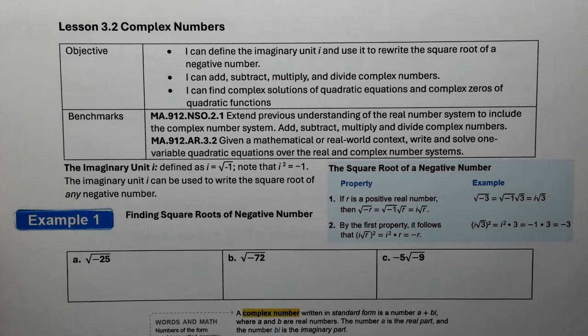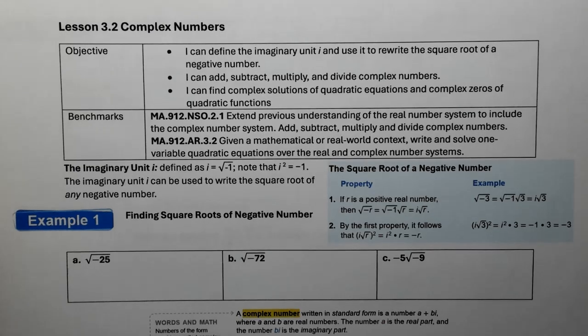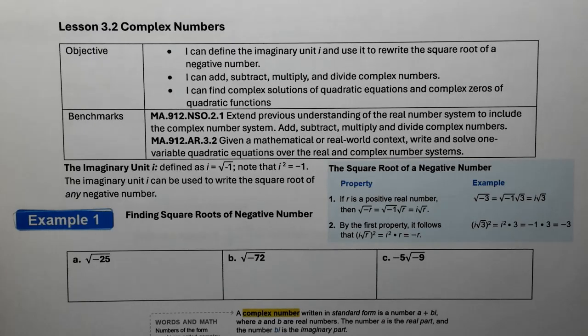Hey guys, we are now on to lesson 3.2, complex numbers. In this lesson, we are going to define the imaginary unit i. Yes, I said imaginary, not to be confused with imaginary friends. And we are going to use it to rewrite the square root of a negative number.